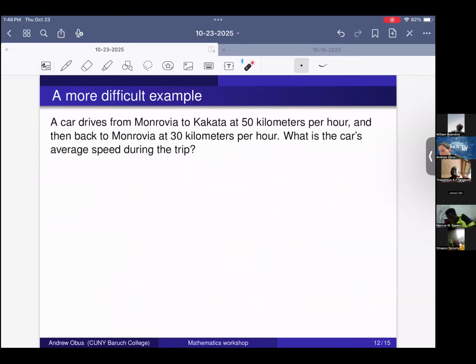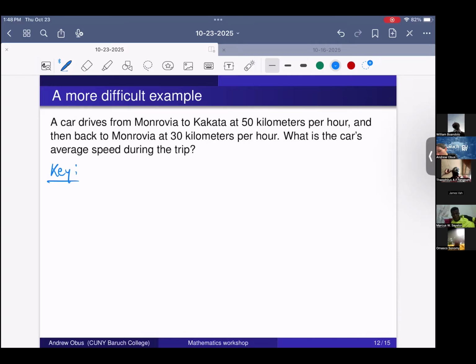In order to do this, we need to actually set it up. Let's do it carefully and use the same method. Let's have a key. What variables do we need? Well, I told you how fast the car is driving, but I didn't tell you what the distance from Monrovia to Kakata is. So why don't we make that a variable?